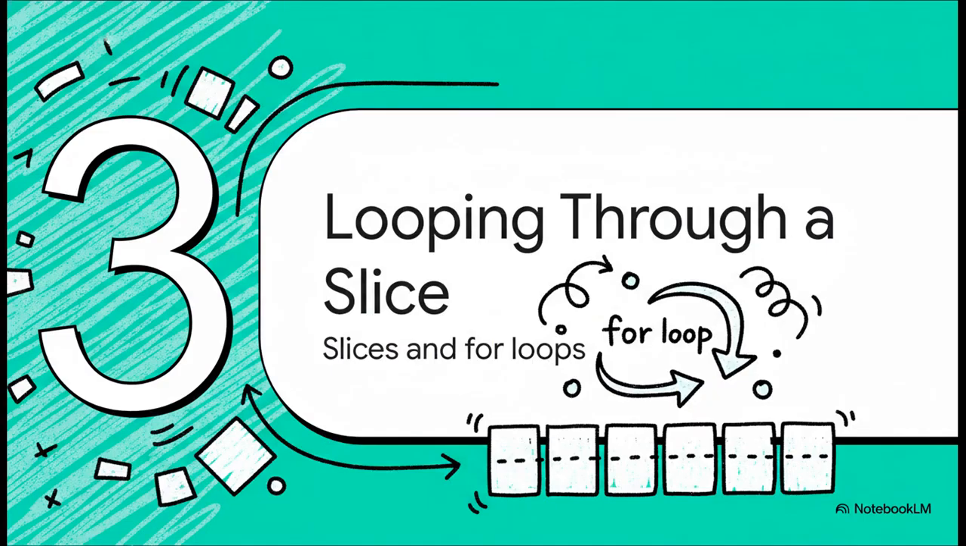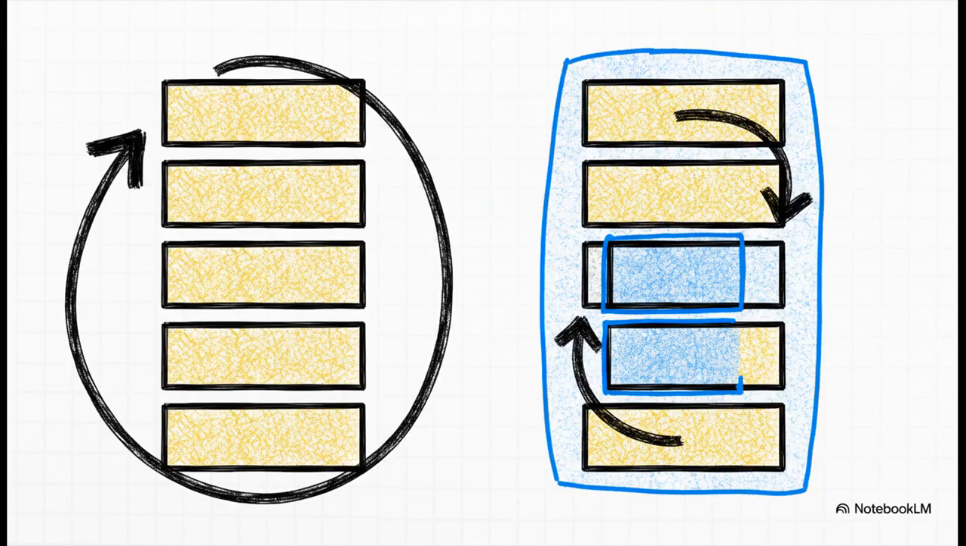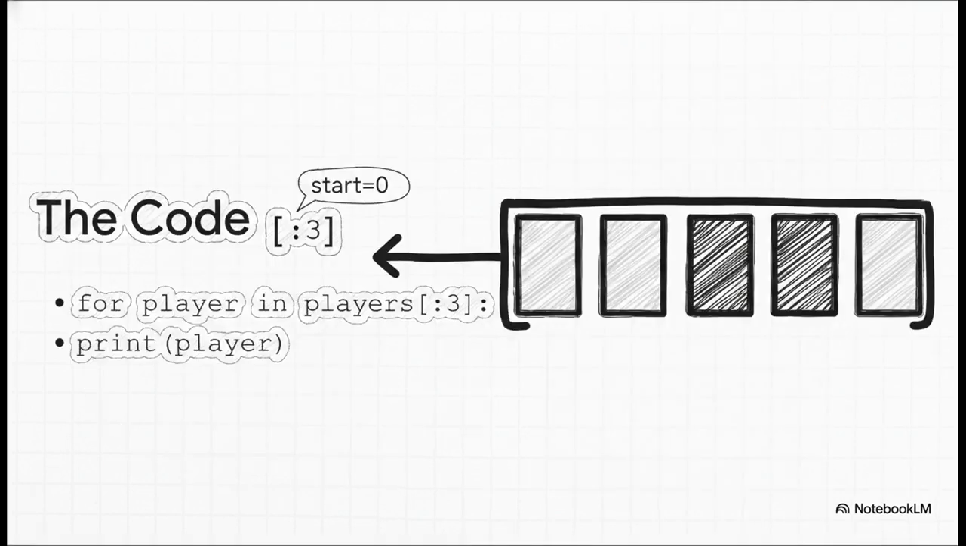Now, just making slices is pretty cool, but this is where it gets really powerful, when you start combining them with other Python features. Let's see what happens when we use a slice inside a for loop. So instead of looping through our entire list of players, let's say we only want to do something with the first 3. We can actually tell our for loop to run on the slice instead of the whole list.